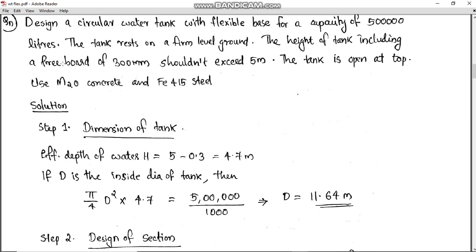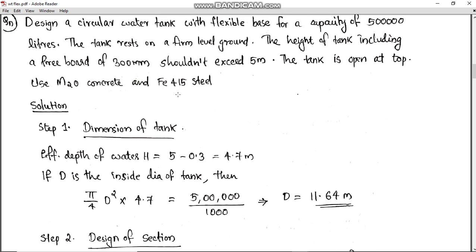So here the tank rests on a firm ground and the height of tank including a freeboard of 300 mm should not exceed 5 meter. So total height is 5 meter, but effective depth of water can be taken as 5 minus 0.3, that is 4.7 meter. Then the tank is open at top. Use M20 concrete and Fe415 steel.